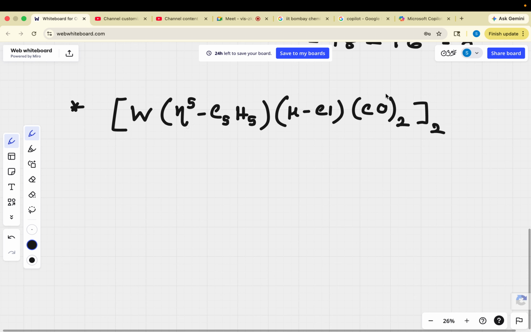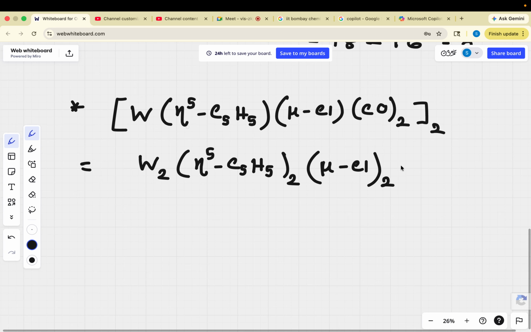Five, sir. What you are getting? 5 metal bonds. So first of all you have to write down like this, whole 2, right? So you just write down W2, then write down eta 5 C5H5 whole 2, then you have mu Cl whole 2, and this CO, carbon monoxide, will be whole 4.